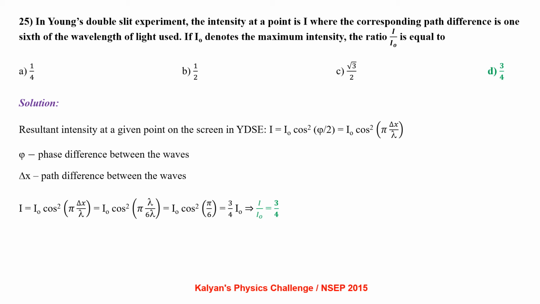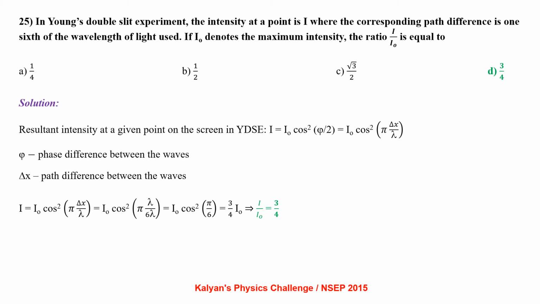In Young's double slit experiment, the intensity at a point is I where the corresponding path difference is 1/6 of the wavelength of light used. If I0 denotes the maximum intensity, then what is the ratio I by I0? The resultant intensity at a given point on the screen in YDSE is I equal to I0 cos square phi by 2, that is I0 cos square of delta x by lambda into pi in terms of path difference.